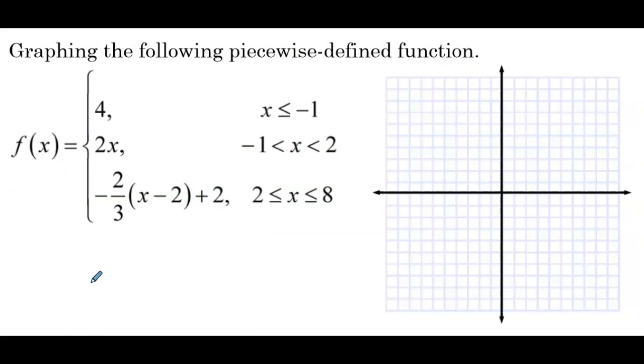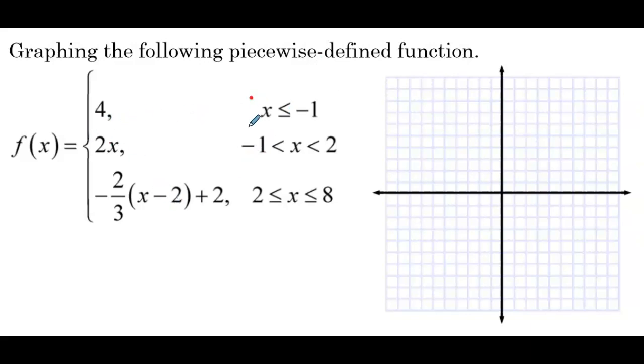Next up, f of x equals 4 on the domain x is less than or equal to negative 1, 2x on the domain negative 1 is less than x, which is less than 2, and negative 2/3 times (x minus 2) plus 2 on the domain 2 is less than or equal to x, which is less than or equal to 8. Okay, so we have 3 pieces now for this piecewise defined function.